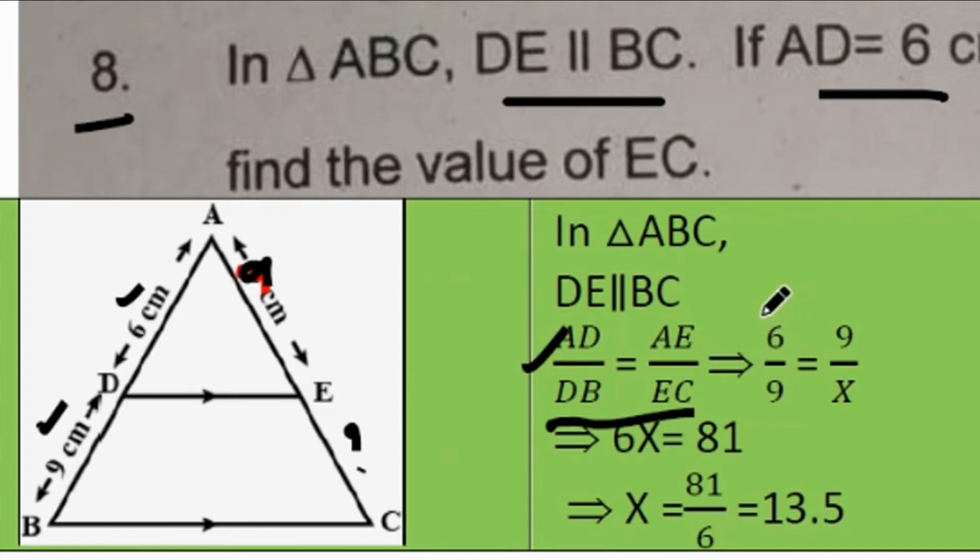As I told, when two fractions are equated, you have to do cross multiplication. 6 into x is equal to 9 into 9, which is 81. 6x is equal to 81. x will be 81 by 6, which is 13.5, students.